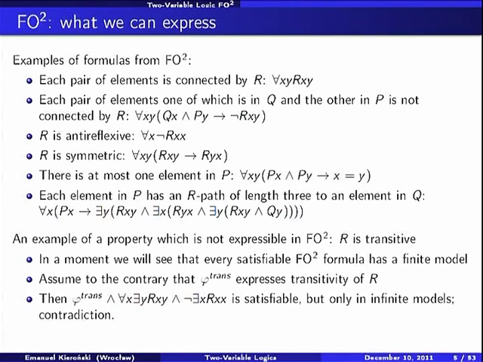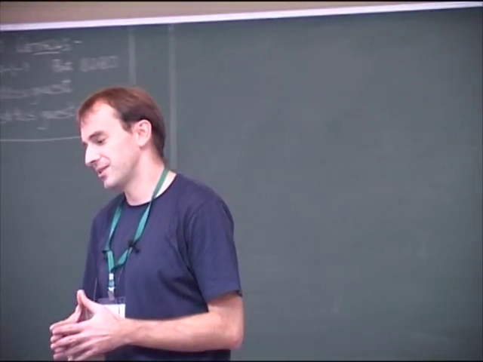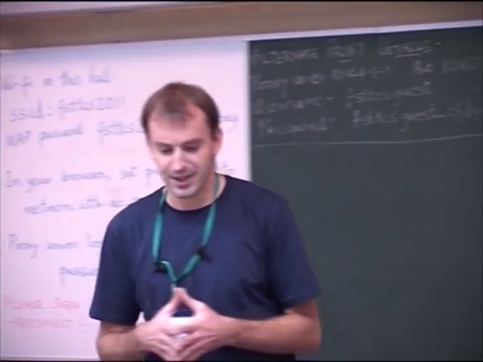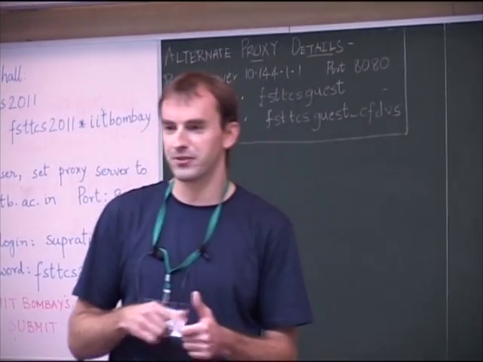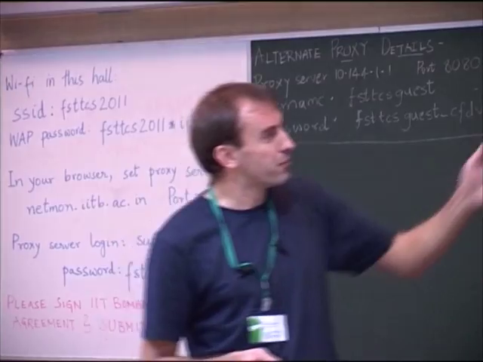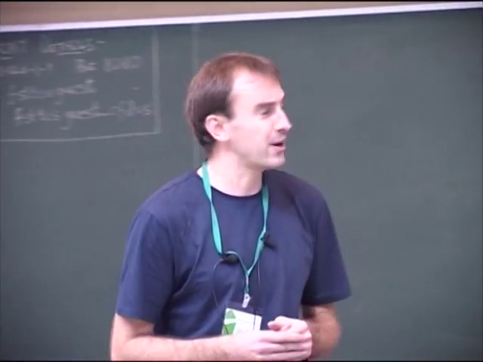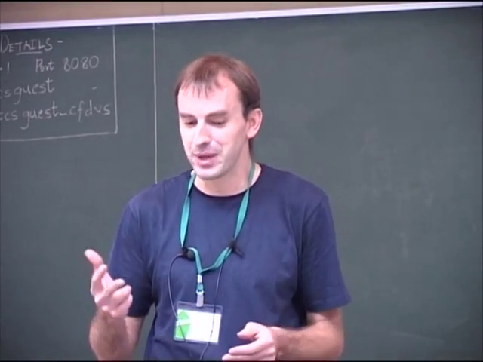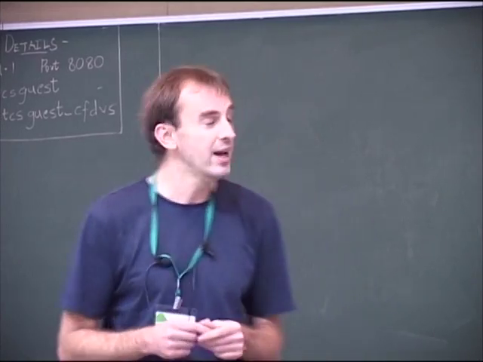an element in Q. An example of a property which is not expressible in two-variable logic is that a binary relation R is transitive. We heard today that in first order logic we cannot say that a relation is a transitive closure of a relation, yes? Of course, we can say in first order logic that R is transitive, as this uses three variables, but we cannot do it with two variables.